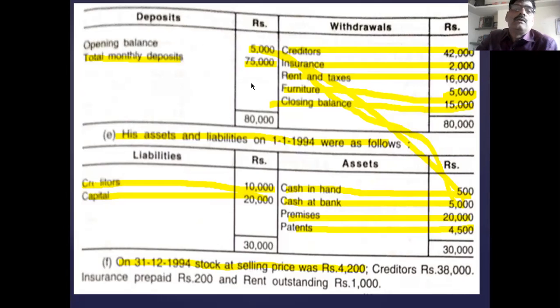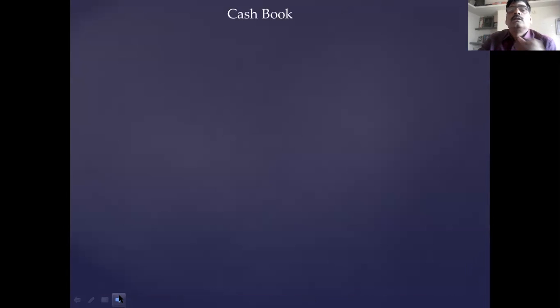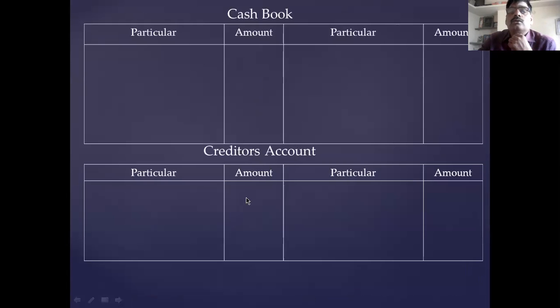Then come to the finalization. You see here. This is the cash account, then the creditors account. Two accounts I'll open. Okay, one by one I'll enter the transactions.